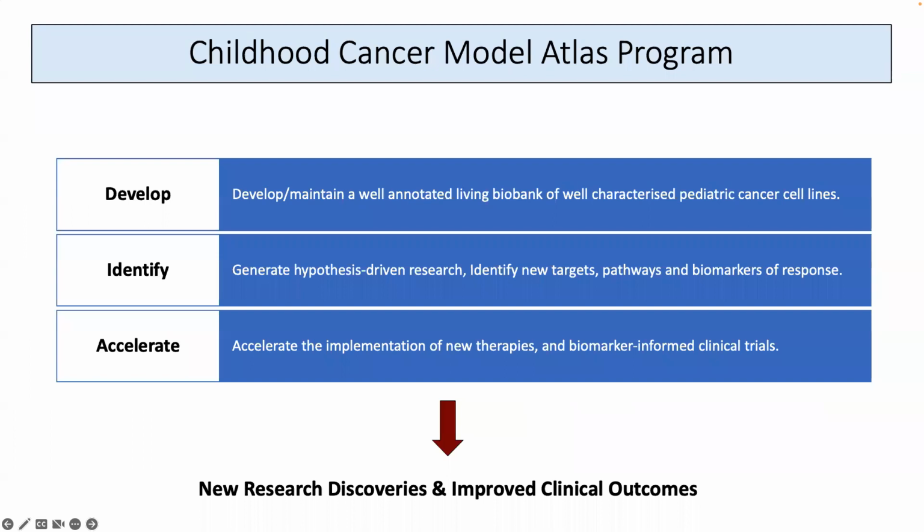With this in mind, we started a new program about 4 years ago that we call the Childhood Cancer Model Atlas. This program has three main goals, as you can see here. The first, to develop a well-annotated living biobank of well-characterized pediatric cancer lines, and to use this type of repository to identify new targets, pathways, and biomarkers, and generate hypotheses that will enable us to define the biological pathways that comprise these kinds of cancers. And lastly, to accelerate the implementation of these new therapeutic opportunities into the clinic.